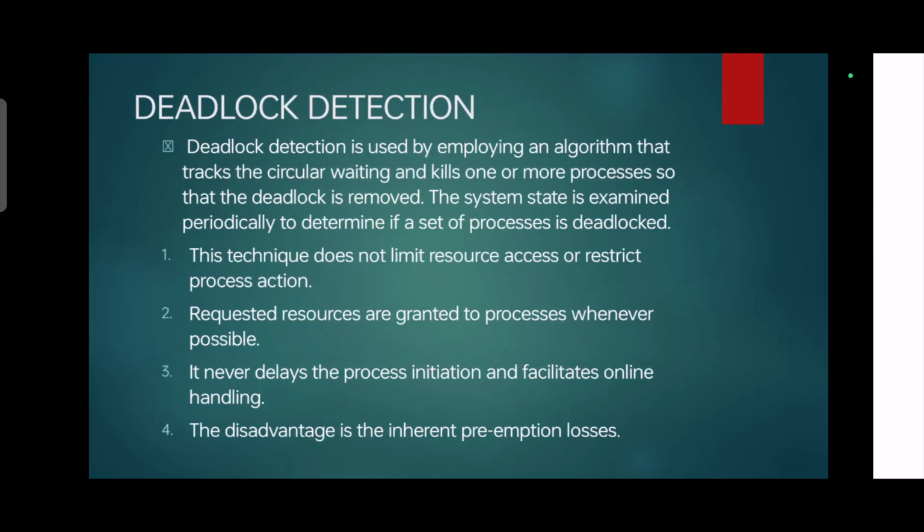Next is deadlock detection. Deadlock detection is used by employing an algorithm that tracks the circular waiting and kills one or more processes so that the deadlock is removed. The system state is examined periodically to determine if a set of processes is deadlocked. This technique does not limit resource access or restrict process action. Requested resources are granted to processes whenever possible. It never delays the process initiation and facilitates online handling. The disadvantage is the inherent preemptive losses.